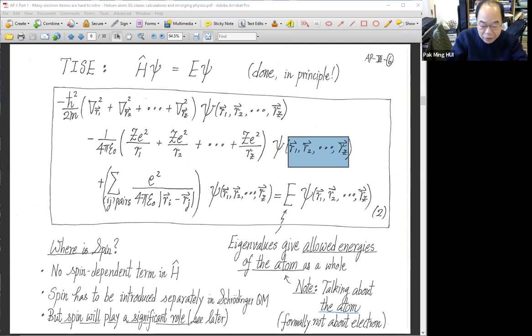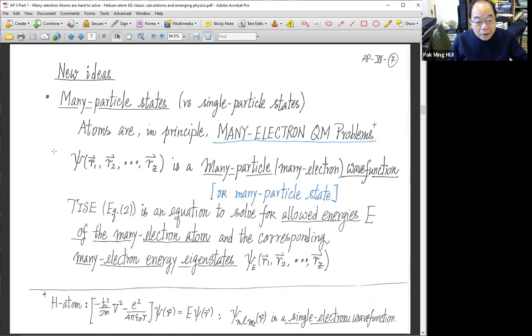Now, it is very different from a function of one electron's coordinates. What do I mean by that? This wave function is about the whole atom. There are Z electrons, thereby it is a function of Z variables. This is called a many electron wave function.